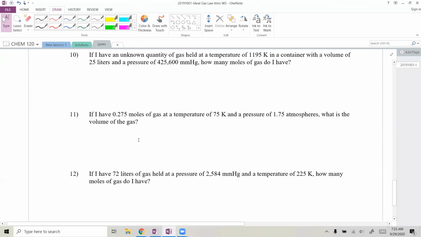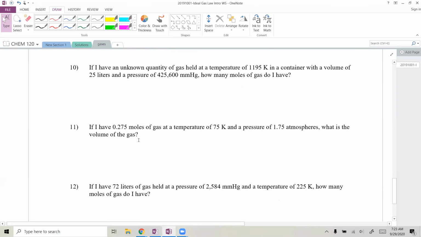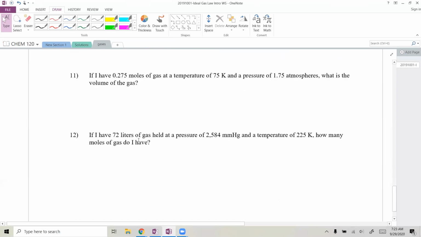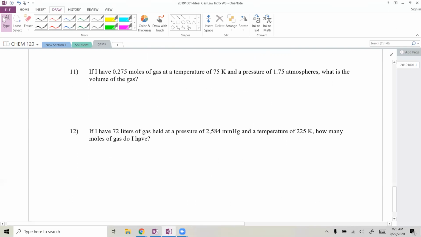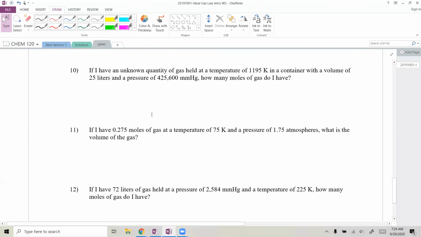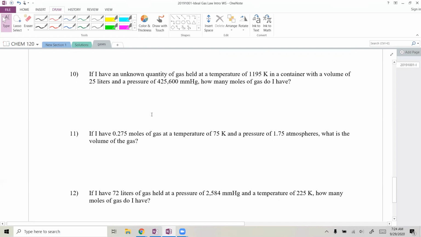We're going to jump down here. We're going to look at a slightly more advanced one. So let's look at, let's say, 11. If I have 0.275 moles of the gas at a temperature of 75 Kelvin, a pressure of 1.75 atmospheres, what is the volume? Well, that's not actually any harder. Here, let's do the one above it. If I have an unknown quantity of gas held at a temperature of 1,195 Kelvin in a container with a volume of 25 liters and the pressure of 425,600 millimeters of mercury, how many moles of gas do I have? Feels a little bit more complicated, but really it's kind of the same.